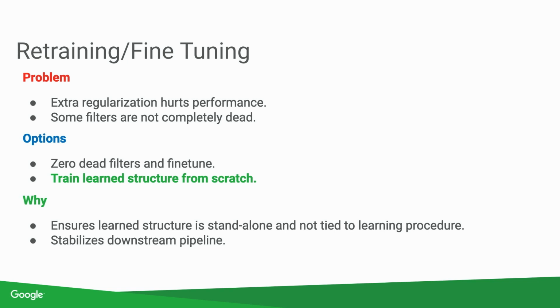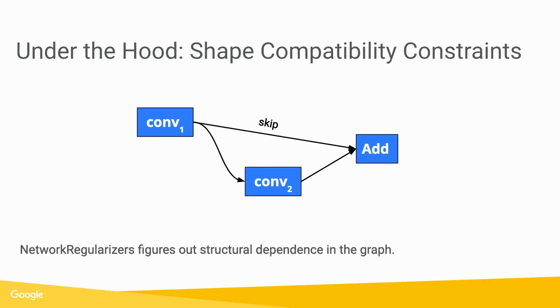You're not married to this process where every time you change something, you have to retrain the architecture from scratch as well. And it makes everything slightly more reproducible. Furthermore, it also will stabilize things down the pipeline. Your optimization and whatnot can be tuned to this specific learned structure.